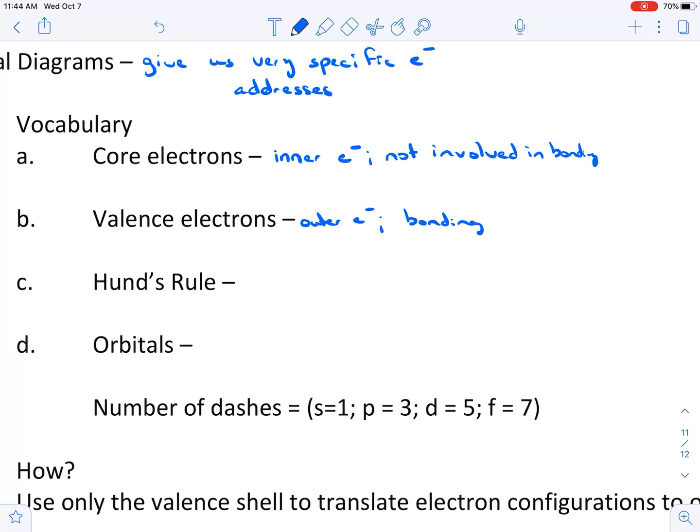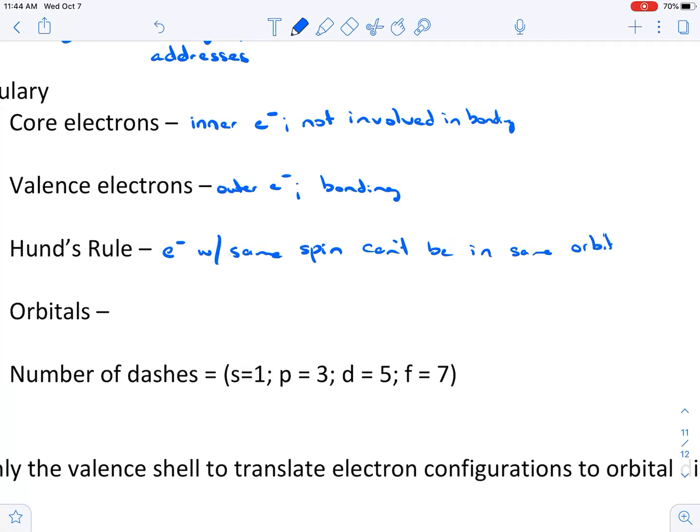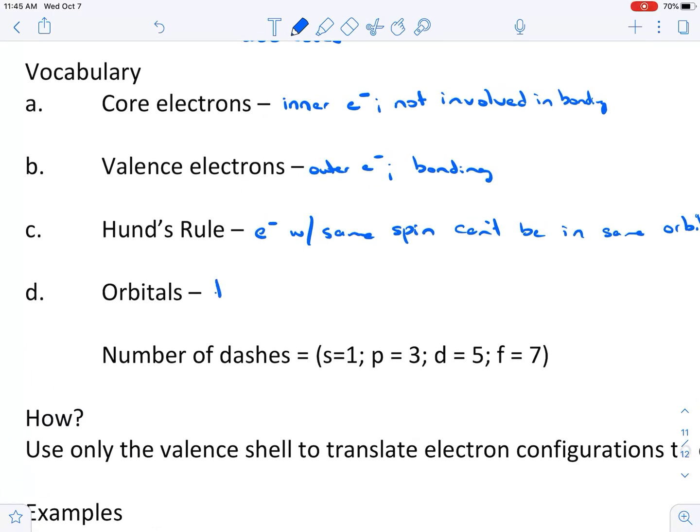We have Hund's rule. Hund's rule says basically that electrons with the same spin can't be in the same orbital. We've talked about electron configuration giving us energy levels and sublevels. With our orbital diagrams, we're taking it down one more level and we're going to talk about orbitals. This is where 2 electrons can fit. Only 2 electrons can hang out in here and they must have opposite spins.